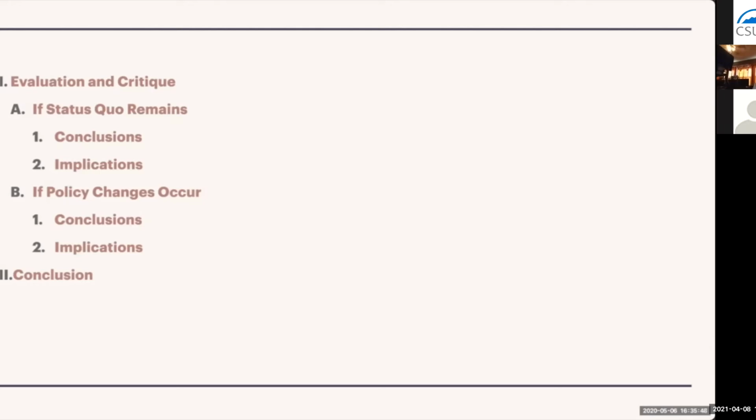So if we're talking about whether spanking should be illegal, what happens if it remains legal? What does that mean? Or what happens if policy changes occur? Then what are the implications of that? What happens if spanking is made illegal? Well, what can we conclude from that? What will happen? And so we need to take those into account: we look at the data, we look at what the trends are, and we make educated projections based off of the evidence.